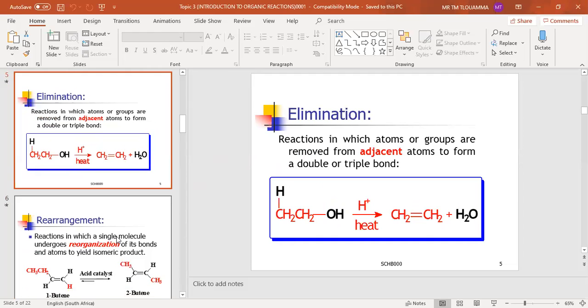Then on the next one, we have elimination. So basically the elimination, I take it as the opposite of addition, okay? Because in this case, we are going to form the what?